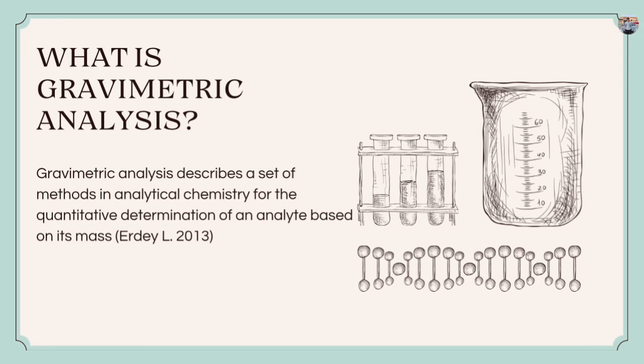What is gravimetric analysis? Gravimetric analysis describes a set of methods in analytical chemistry for the quantitative determination of analyte based on their mass, and it's very accurate and reliable when done correctly.